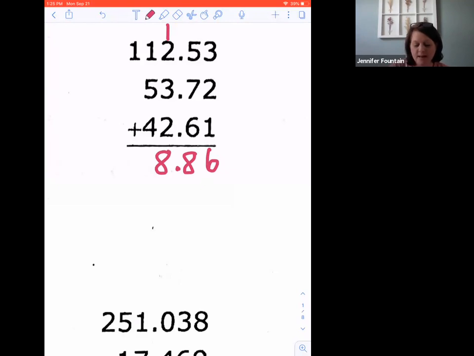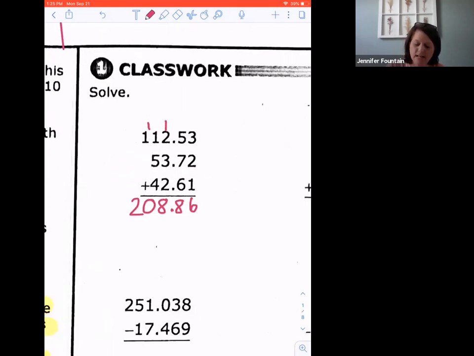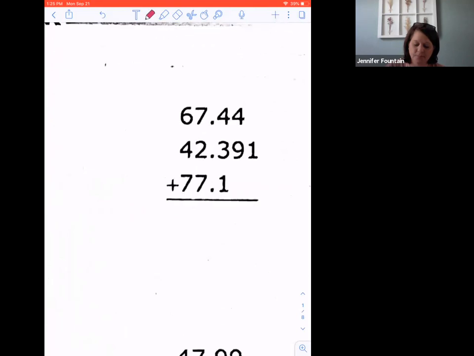So 1 plus 5 is 6, and 6 plus 4 is 10. I put down my 0, carry my 1, and then 1 plus 1 is 2. So my answer is 208 and 86 hundredths. Okay, let's look at the next one next to it.